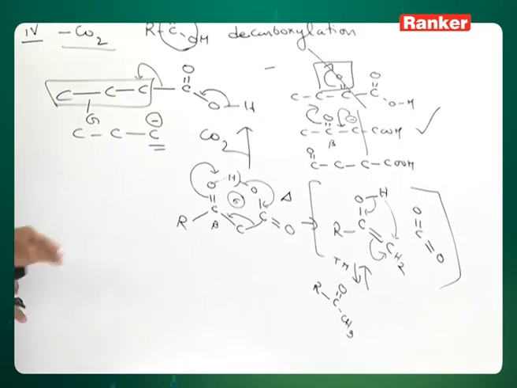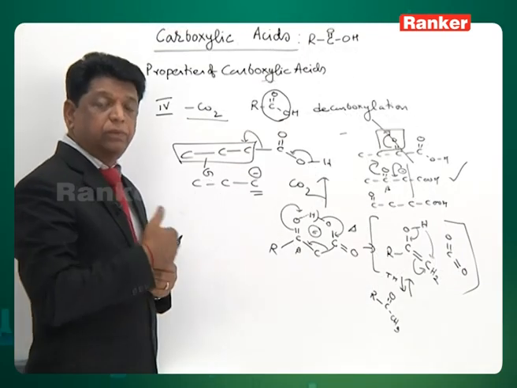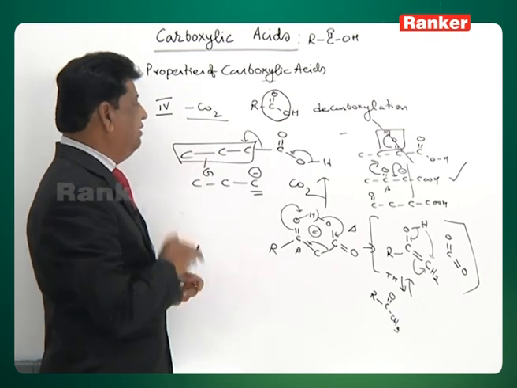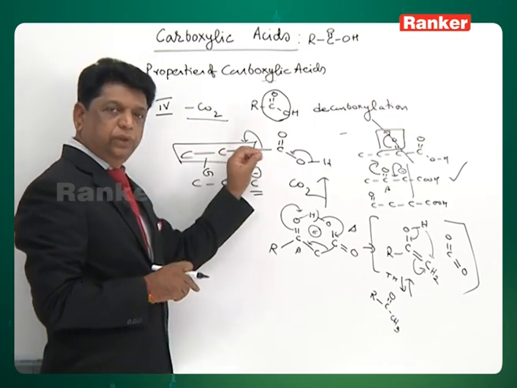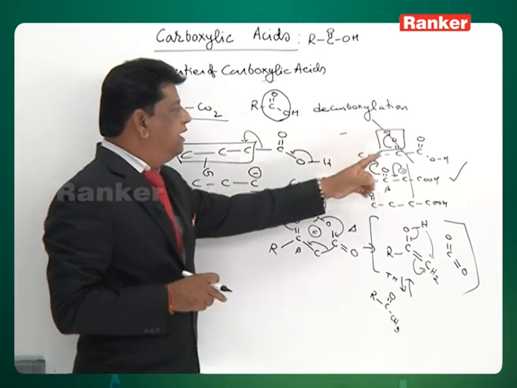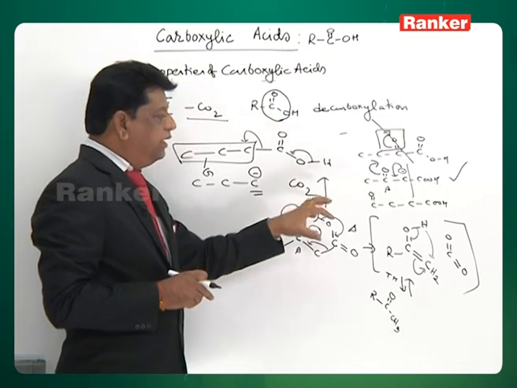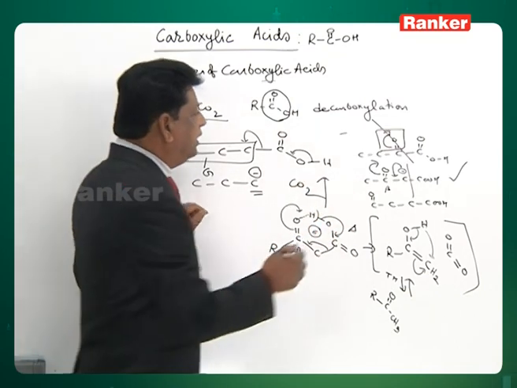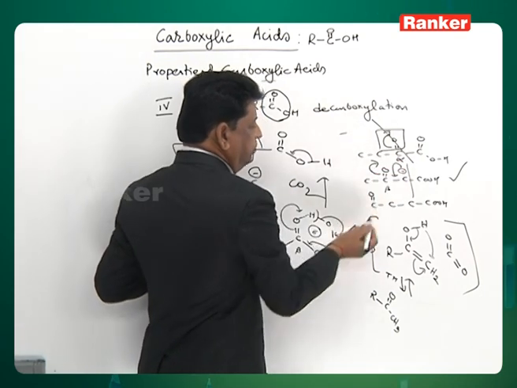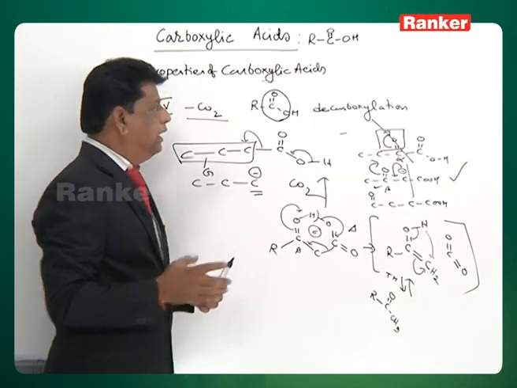So, this is the secret of why beta keto acids undergo favorable decarboxylation, even more than alpha. The point I said was that the minus I group should be very close, but being very close is not working here, because to accommodate that 6-membered ring, the carbonyl should not be on the alpha but on the beta. Alpha is not useful, beta is useful. So, beta keto acids undergo favorable decarboxylation.